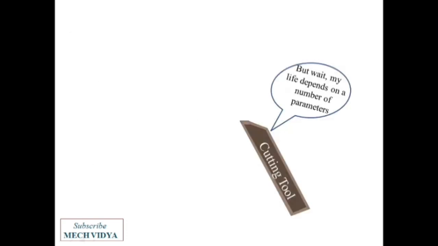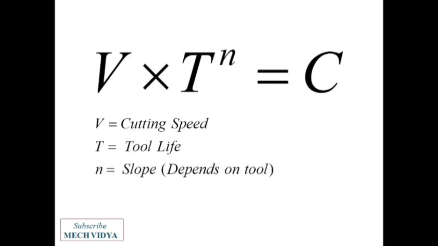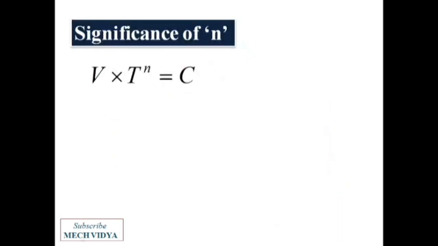But the life of a cutting tool is a function of a number of parameters. Combining all the important factors, Taylor has given us this equation, VT^n = C, where V is the cutting speed, T is the tool life, n is the slope of the curve which depends on the tool material, and C is a constant which depends on the working condition. Let me tell you, this equation has not been derived theoretically, but has been obtained by performing a series of experiments by Taylor. Now in the index, you can see a parameter n. This is a very important parameter. So let us try to understand the significance of n.